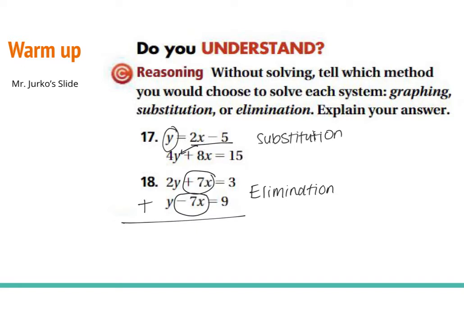Yes, they are opposite. The 7 is positive on the top one, and the 7 is negative in the bottom one. So they are going to cancel when we add them, not subtract them, okay? That was a nice, cute little recap of 6.4. Let's dive into 6.5. In 6.5, we're doing systems, but with inequalities, okay?